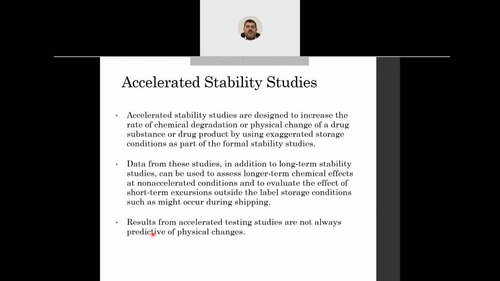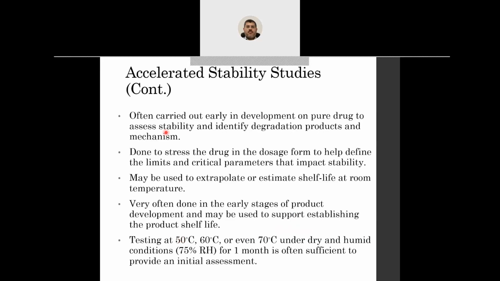As we mentioned, they rely on the results as preliminary only, not final, because it's not a definitive one. Accelerated testing at higher temperature may cause some reactions that don't occur at normal temperature. It can be carried out during development, and can be done on pure drugs to assess the stability and identify degradation products and pathways or mechanisms.